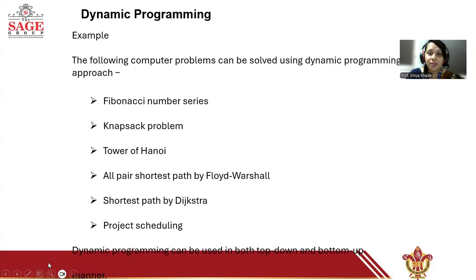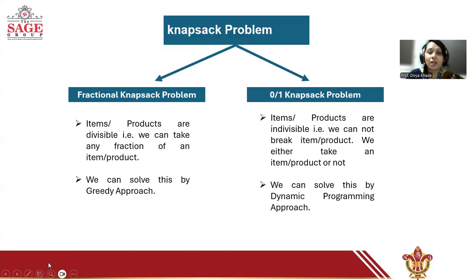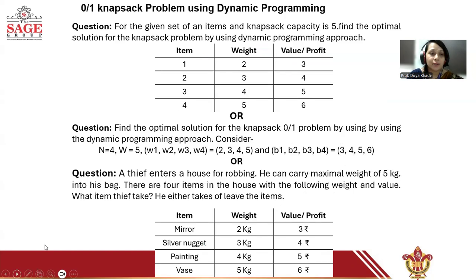Now, what is knapsack problem? So, there are two types of knapsack problem. First is fractional knapsack and second is 0-1 knapsack. In fractional knapsack, you can divide or fraction the item of products and their profits, and we can solve this by a greedy approach. And in 0-1 knapsack, we cannot divide or break any item or their profit. We can only solve this with dynamic programming approach. There are two methods to solve. First is set method and second is tabulation method.